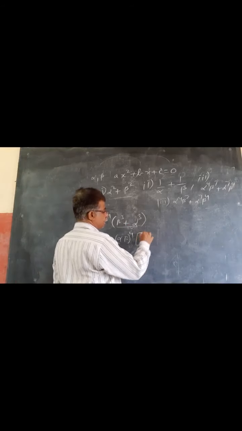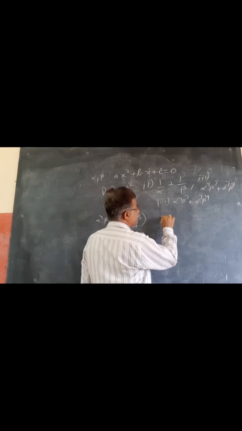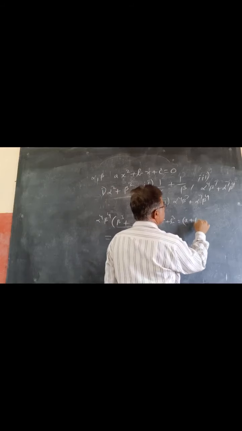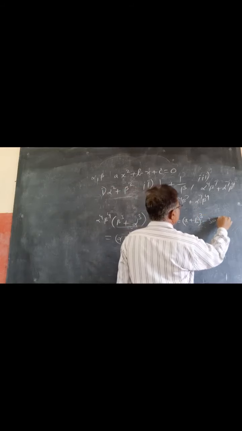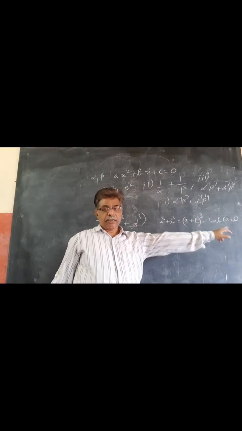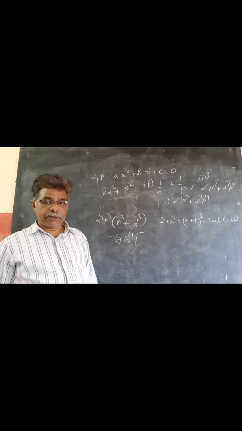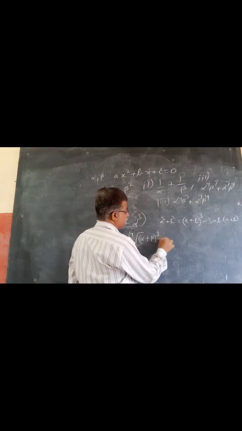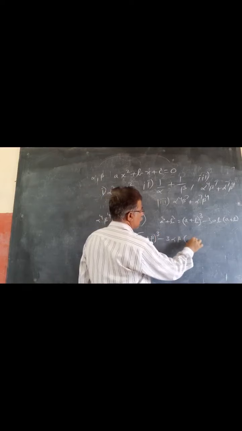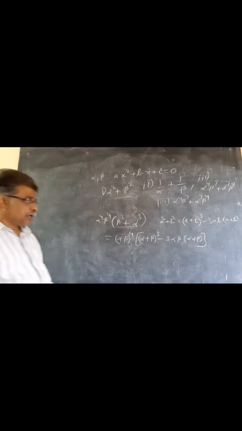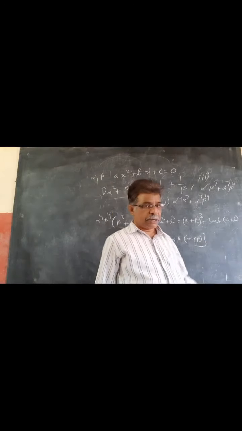I am using a plus b whole cube. A cube plus b cube is nothing but a plus b whole cube minus 3ab into a plus b. I will use this formula. So that is alpha plus beta whole cube minus 3 alpha beta into alpha plus beta.